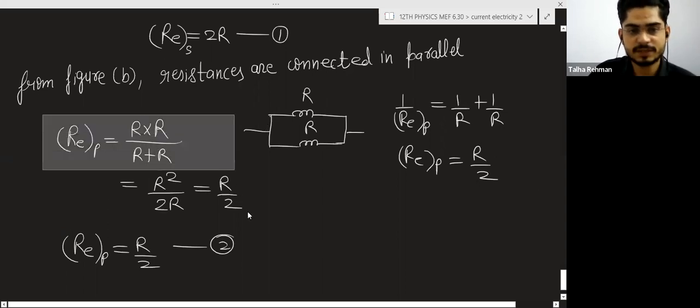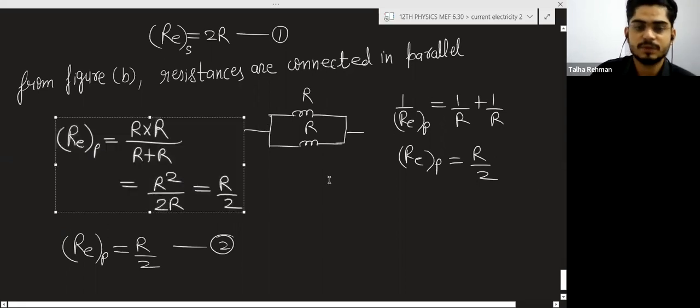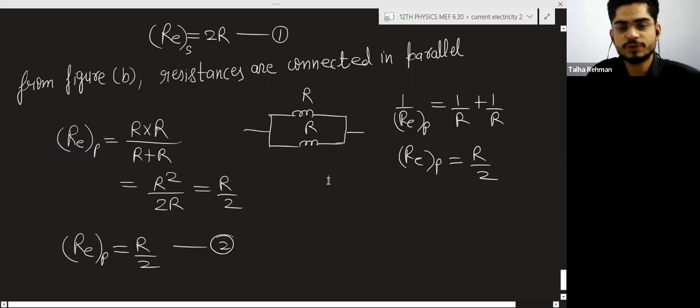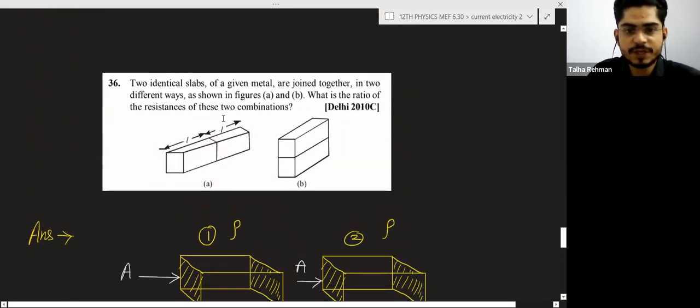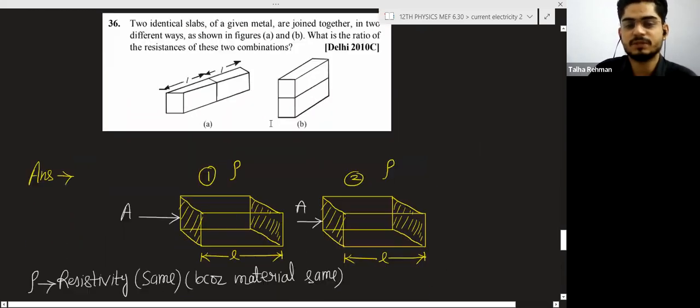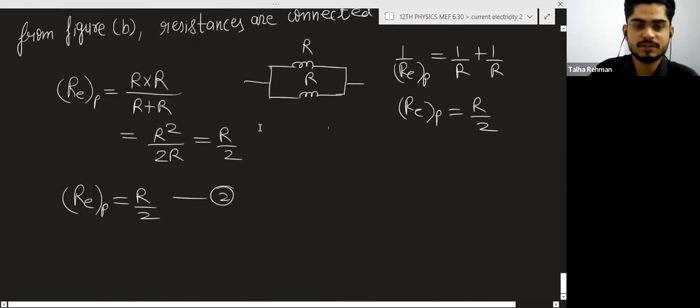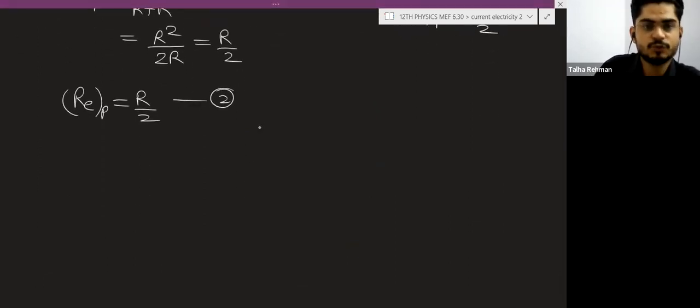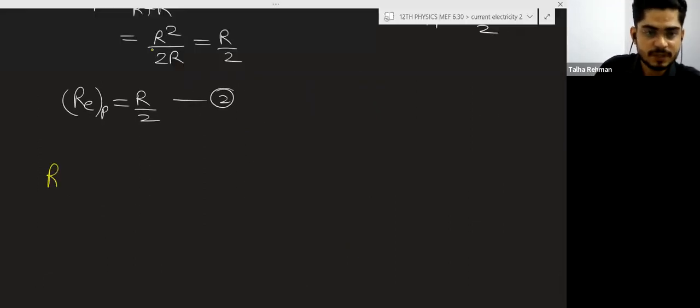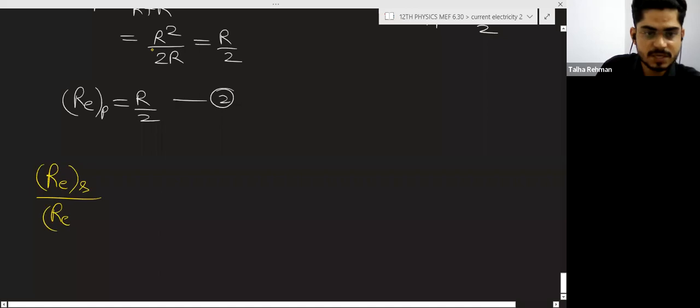But this takes less time, this takes more time. So depending upon which equation you are using, both equations are the same, but they are asking what is the ratio of the resistance in the two combinations. You just have to find the ratio after this: equivalent resistance in series divided by equivalent resistance in parallel.